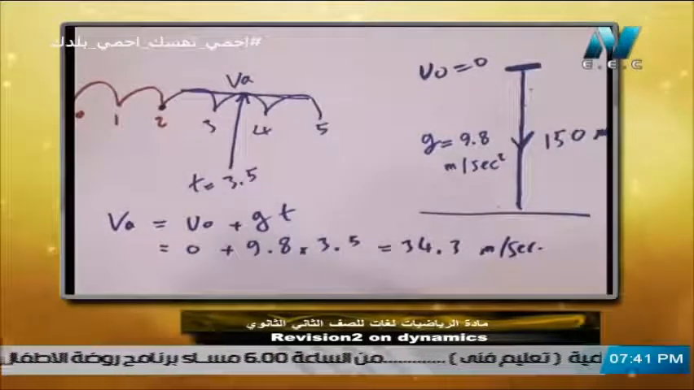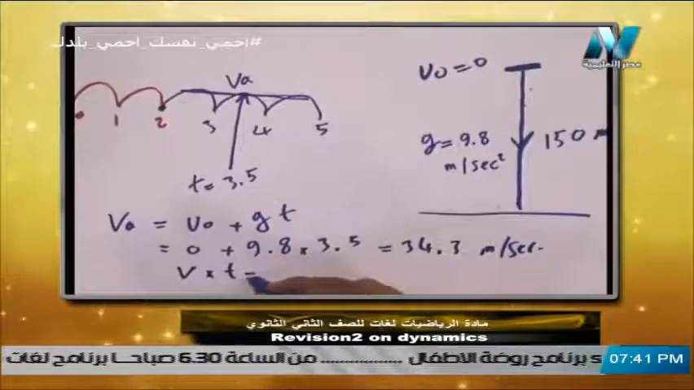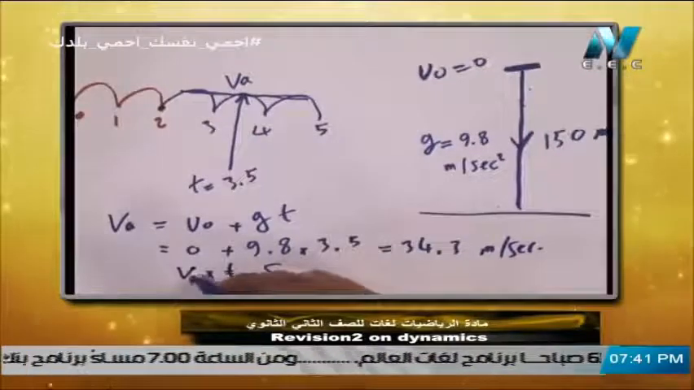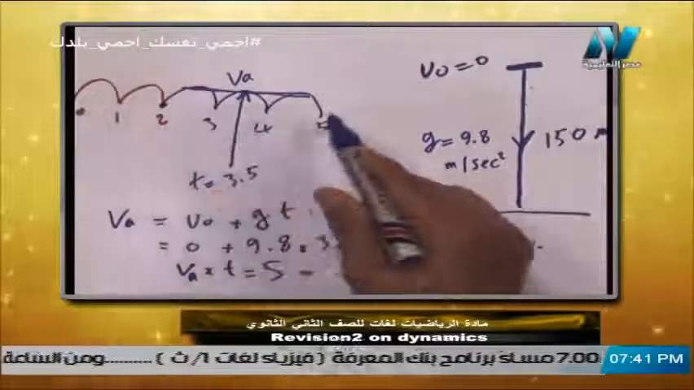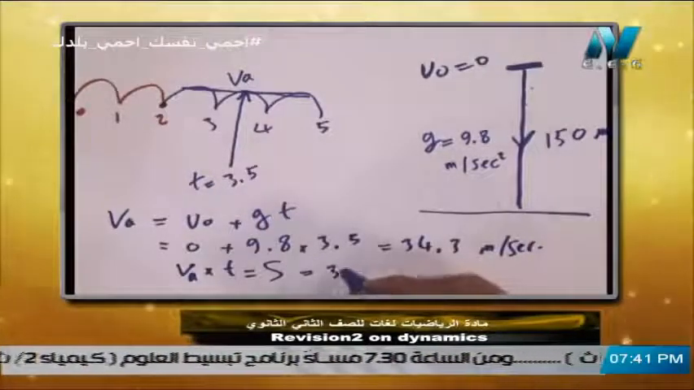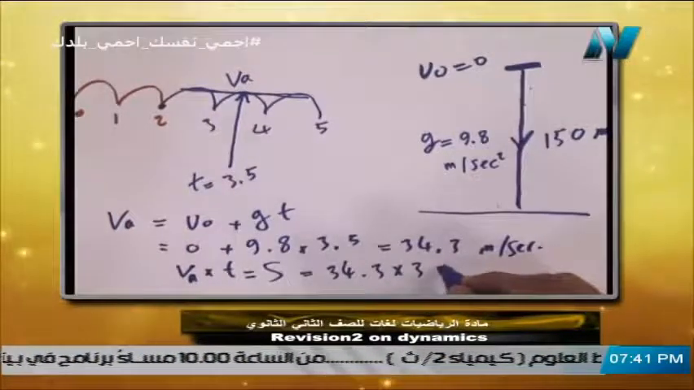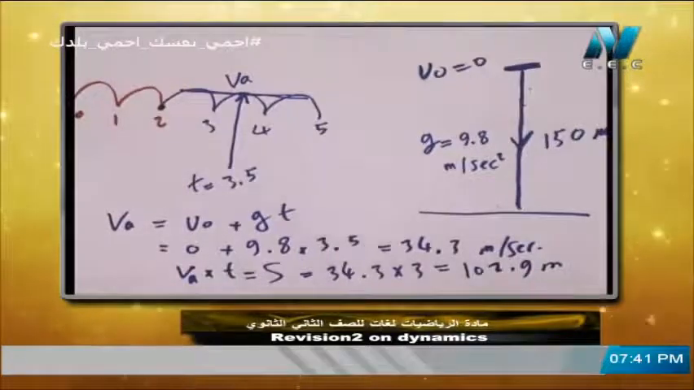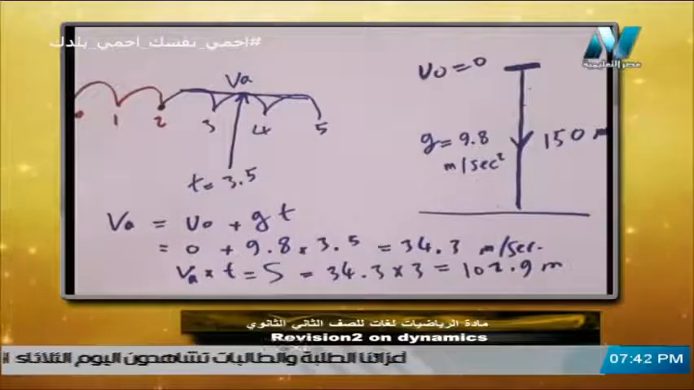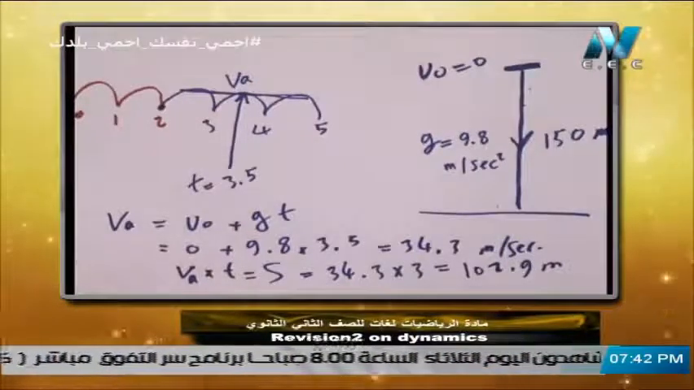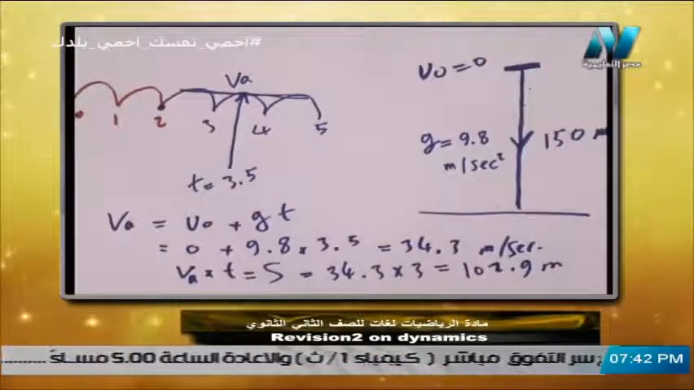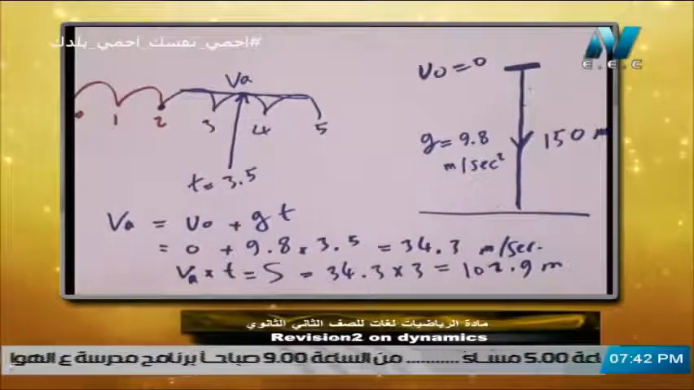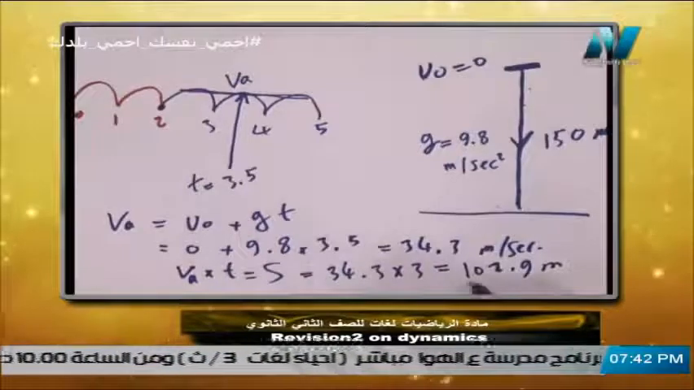But when we multiply V by T, we will find S, because we have here the average velocity over 3 seconds, the third, fourth, and fifth second. So we will multiply 34.3 times 3, and the answer will be 102.9 meters, which is the final answer of this question, because he asks us about the distance that the body moves or covers in the third, fourth, and fifth second. So the answer will be the letter B, which is 102.9. Okay? Let's move to the next question in the laptop.